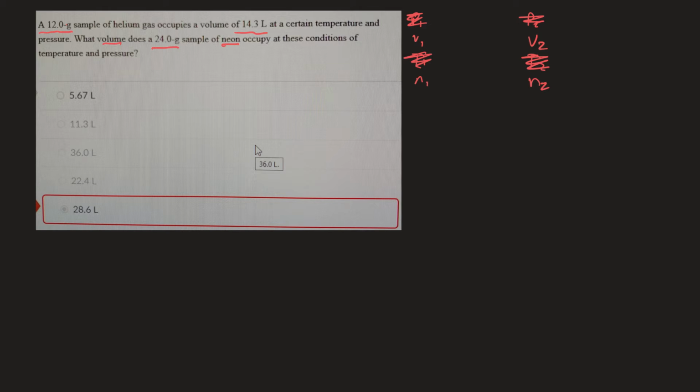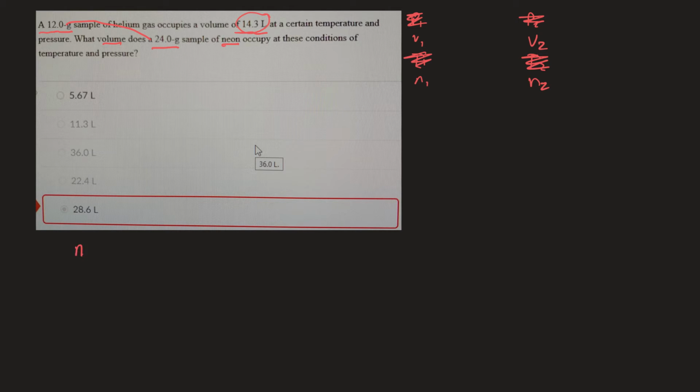And you're sort of thinking, well, all I do is double, right? So 12 to 24 is 2. So I would need double the volume of a gas. But because these are in grams, you can't compare that. You have to convert them to moles. So let's do that first.